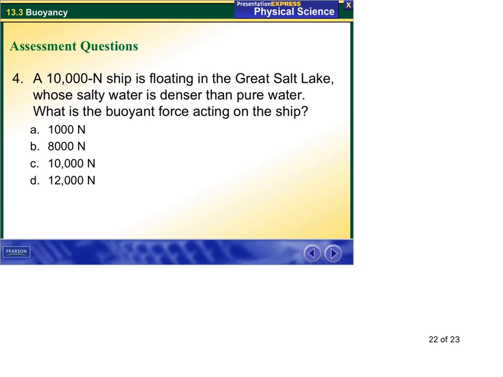And a 10,000 Newton ship is floating in the Great Salt Lake. Here are those great dense bodies of water. Salty water is denser than pure water. What is the buoyant force acting on the ship? And we'll see C is the answer. Because it's floating, the buoyant force has to be equal to the weight of the ship. Otherwise it would sink.